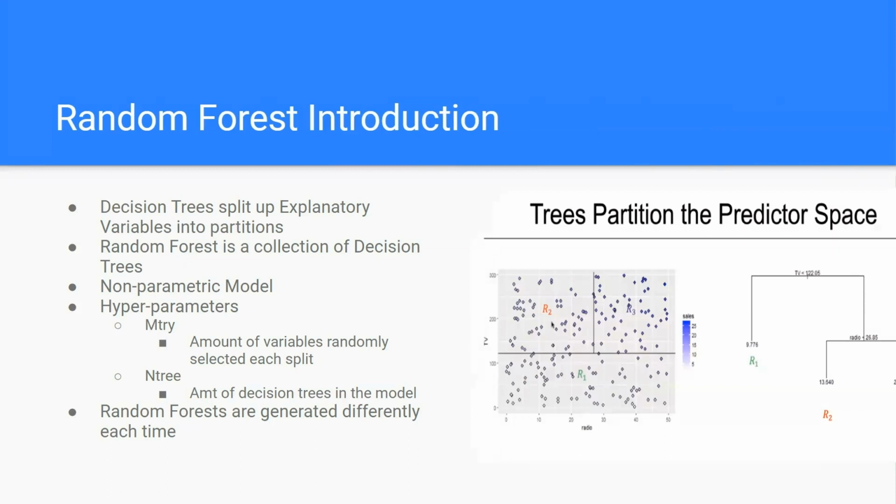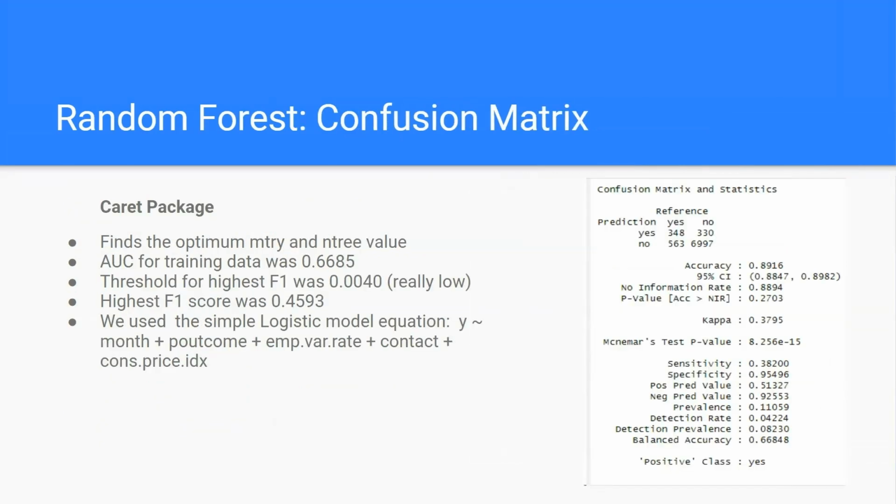Random forests are generated differently each time, so we used a set seed to make sure the results for our runs are constant. For the random forest model, we looked at two different packages, the caret package and the randomForest package. The caret package iterates through various mtry and ntree values and finds the optimum one for the model. Using the caret package, we got our AUC for training data to be about 66.9%.